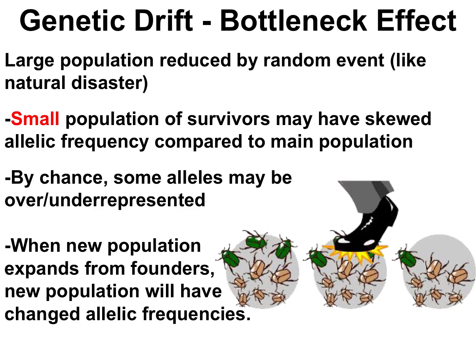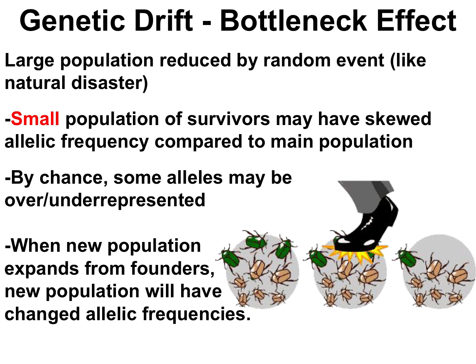The second type of genetic drift is called bottleneck effect. This is when there's an event like a natural disaster that wipes out most of a large population, leaving only a small population of survivors. Now, by chance, that small population of survivors may have skewed allelic frequencies. So we actually saw this example a couple of slides ago. The survivors have a higher frequency of tan and lower frequency of green by chance. Then, when this population expands from its survivors, there will be evolution because the allelic frequency will have changed over generations of time.